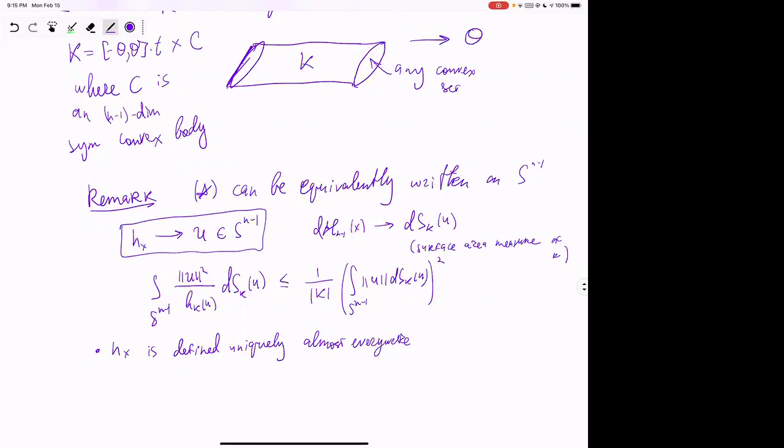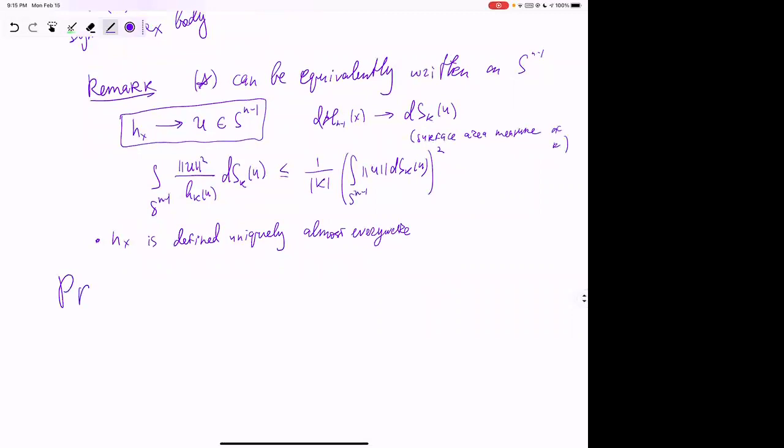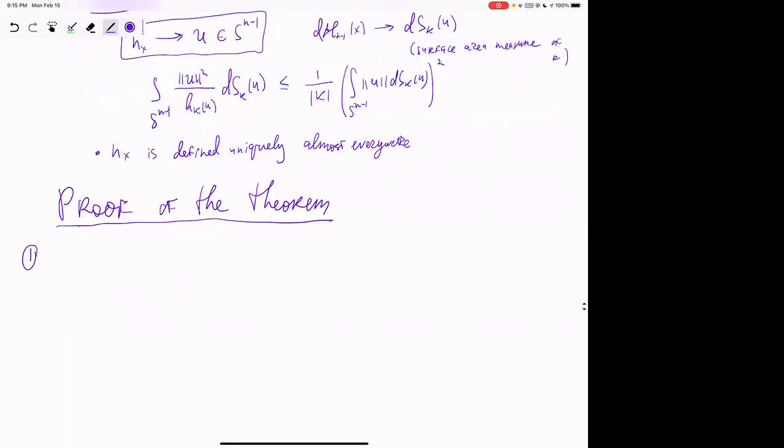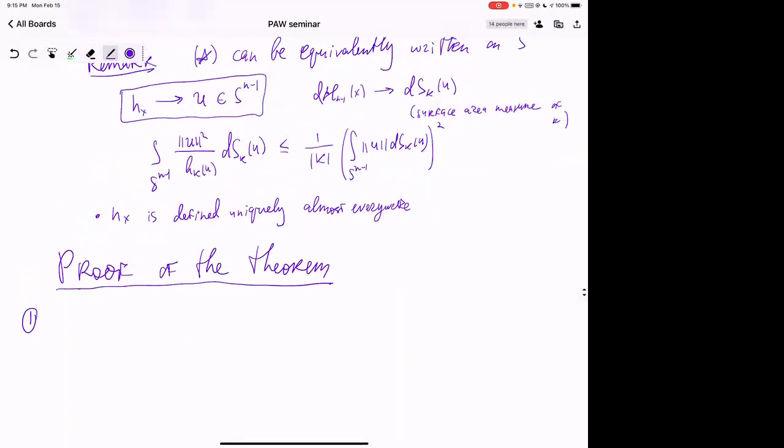With respect to this surface area measure, when the set is convex, this integration is understood in the almost everywhere sense very well. I don't need to talk about smoothness or anything. And without further ado, let me just prove the thing. So first of all, let me notice that in order to prove this inequality, it will be enough to show the following fact.